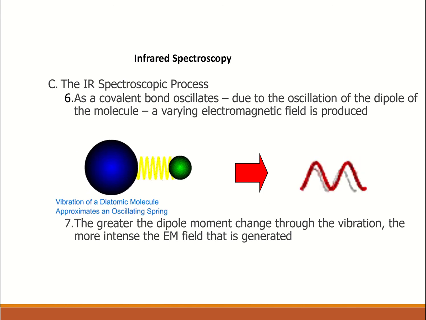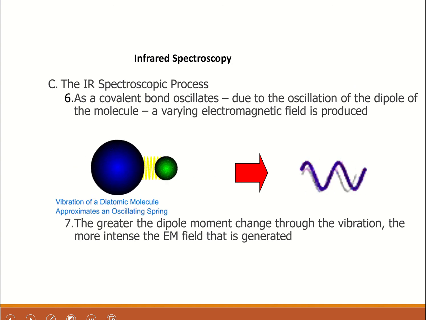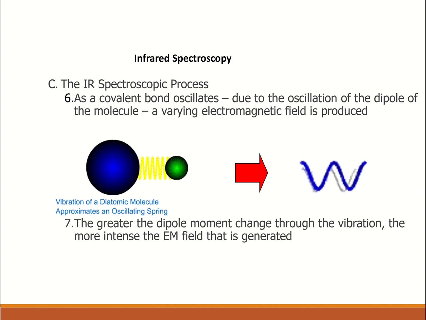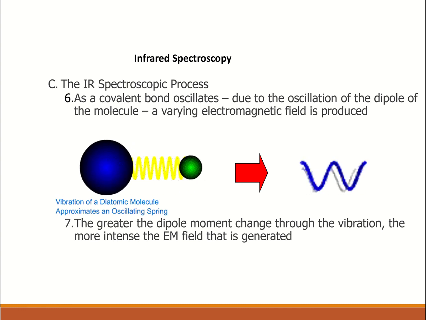You can see in IR spectroscopy, the covalent bond oscillates. This is the oscillation of a covalent bond, which is due to the dipole of the molecule. When there are two atoms, one smaller and the other bigger, a varying electromagnetic field is produced. So the greater the dipole moment change through the vibration, the more intense the electromagnetic field that is generated.